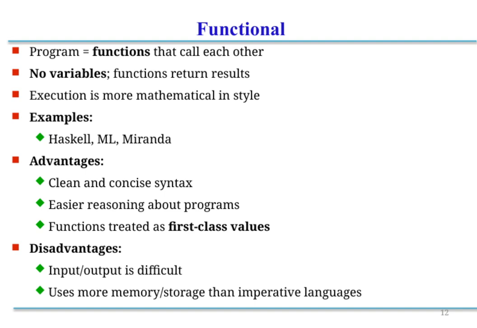Of course, there are some challenges too. Handling input and output can be more difficult because the pure functional approach doesn't naturally accommodate side effects or state changes. Also, functional programs often use more memory or storage compared to imperative languages, mainly due to the way they handle data and function calls. Overall, functional programming offers a different way of thinking about software design, focusing on pure functions and mathematical clarity, which can lead to very robust and maintainable code. But it also requires some adjustments in how we approach I/O and resource management.